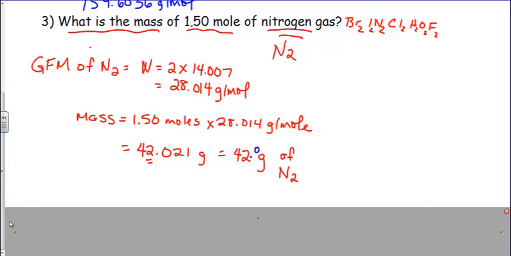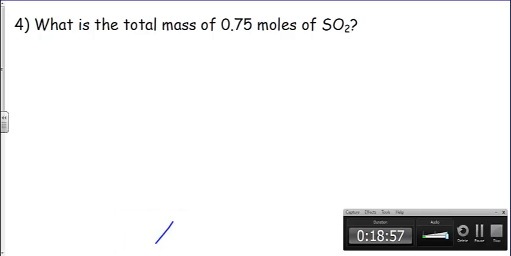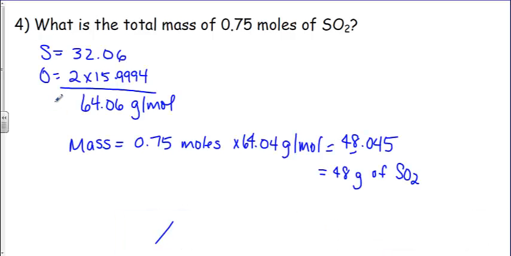All right, and the last question here, what is the total mass of 0.75 moles of SO2? Pause the video, try to do this one on your own, and check your answer when you're done. Okay, so check your math here. GFM for SO2 is going to equal 64.06 grams per mole. Plug that into our formula. 0.75 moles is given to us. Multiply that by that GFM to get 48 grams of SO2.